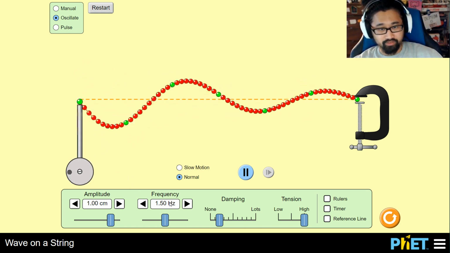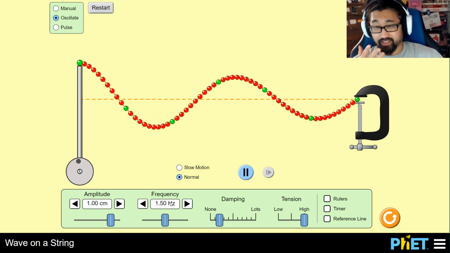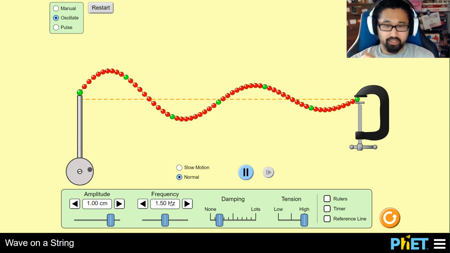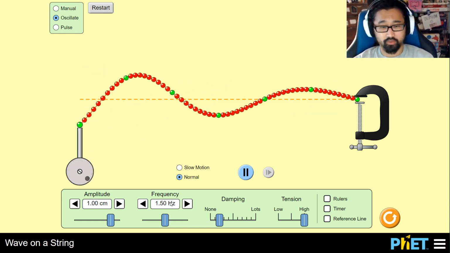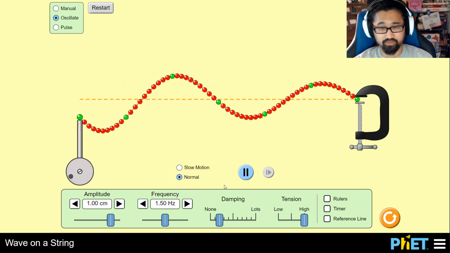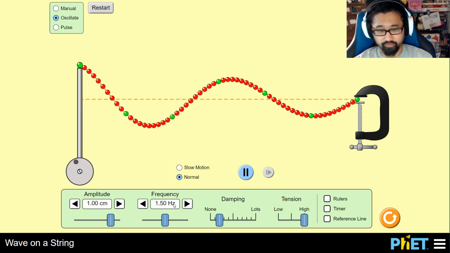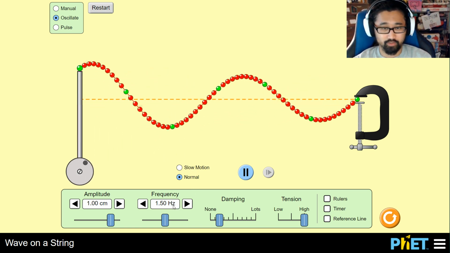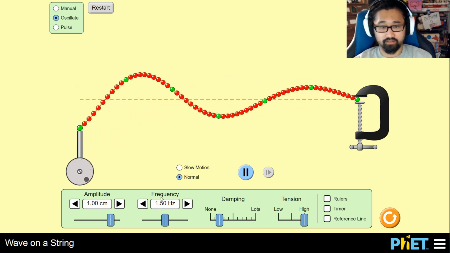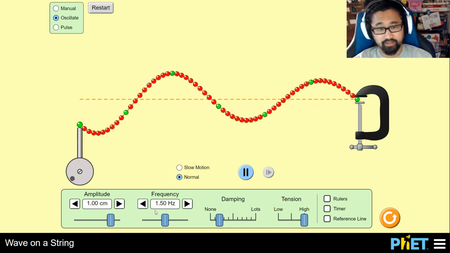This frequency is kind of commonly mistaken for speed, for how fast it is. It's not specifically how fast the wave is going. Frequency is how many waves at a time do you see. Right now it's set to 1.5 hertz. Hertz is a unit of frequency. Frequency is really how many waves go by in a second. So what this is saying is that 1.5 waves go by every second.